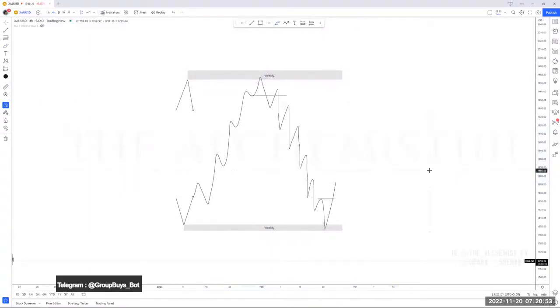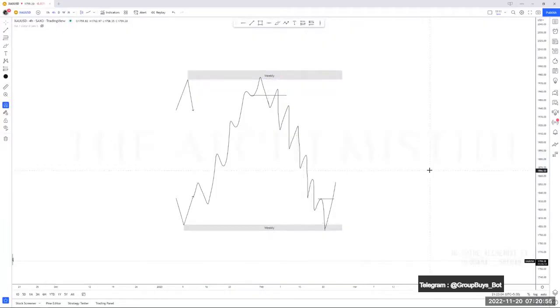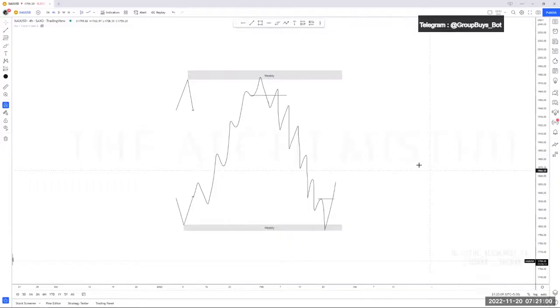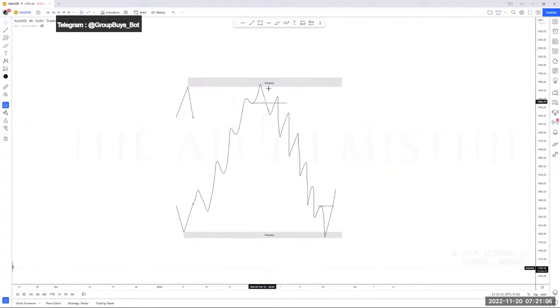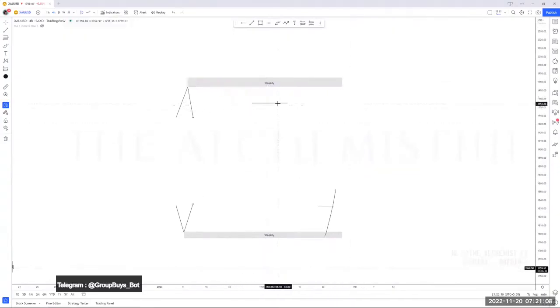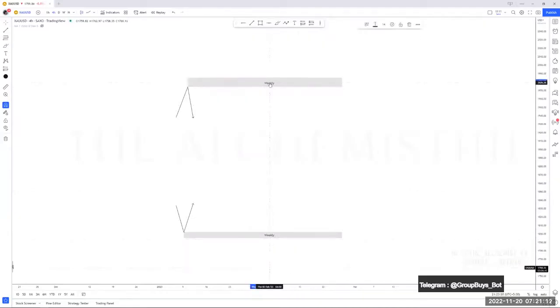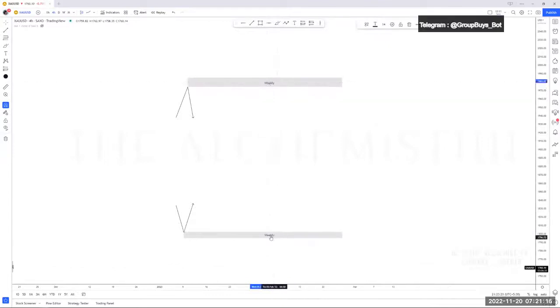I'll show you that, and I'll tell you how a storyline starts and how it ends. We'll have to go through the time frames for that. Same thing: if it starts on a weekly, it will end on a weekly. If it starts on a monthly, it will end on a monthly. If it starts on a daily, it will end on a daily.